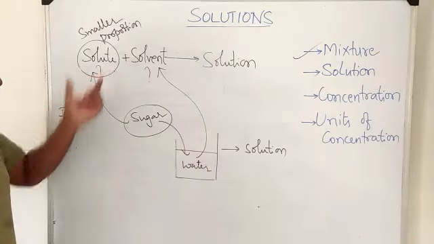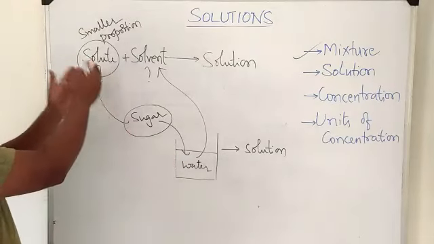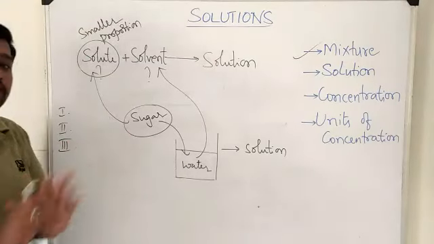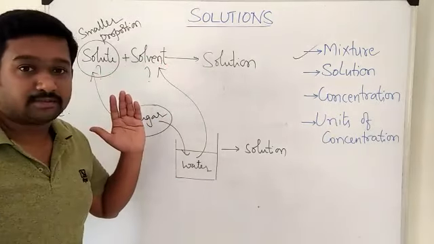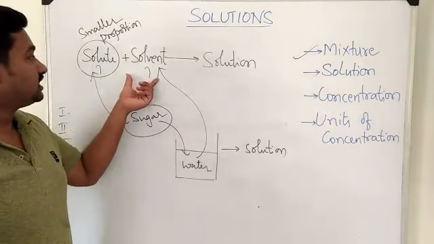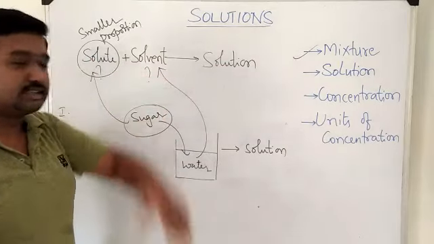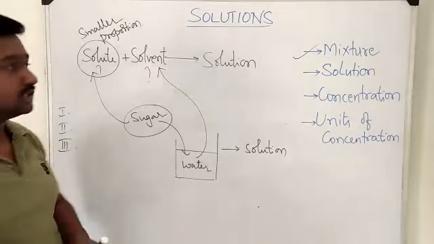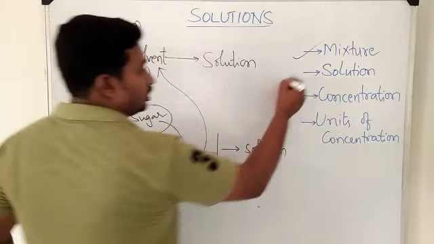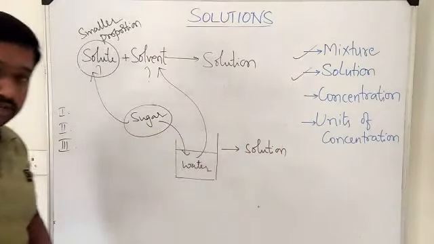What is a solute? In a solution, the component present in smaller proportion is a solute and the component present in larger proportion is a solvent. Based on these two, we say what are solute and solvent and it makes a solution. So solution is a homogeneous mixture of solute and solvent. I hope the concept of solution is also clear.